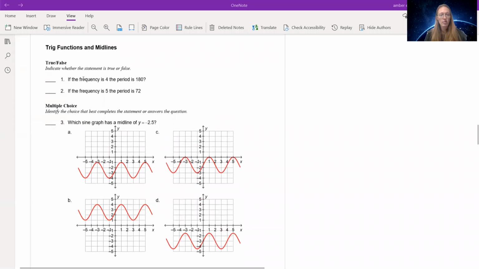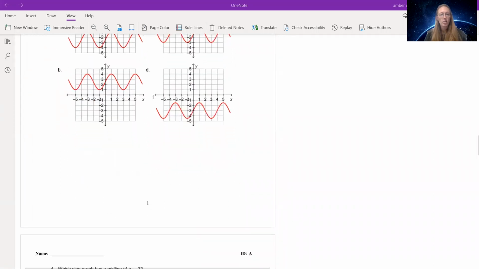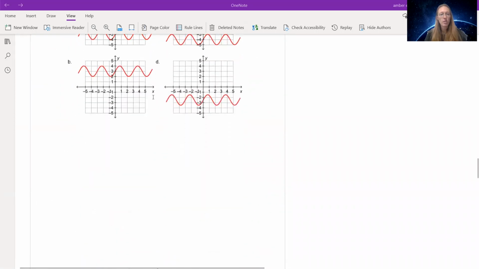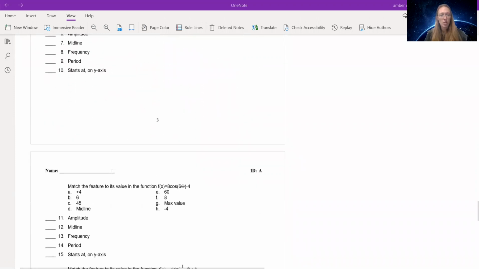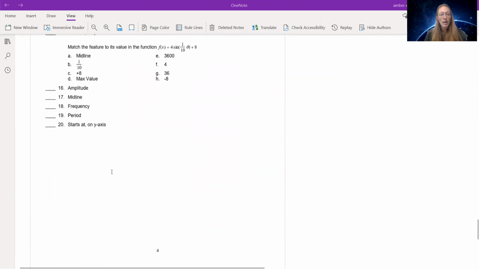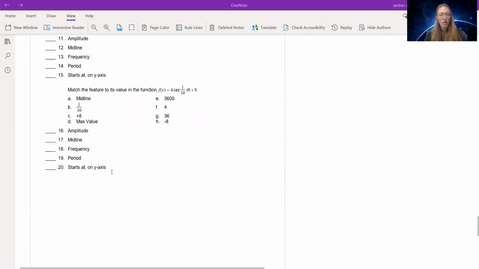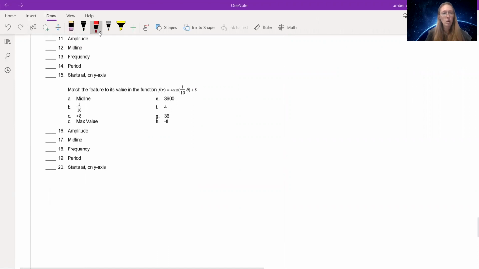Okay, you had to identify true or false. You had to pick A, B, C, or D for those three, and then you had to match these. All right, so I'm actually going to work backwards. There was a question first about, let me get my drawing tool out. Let's draw in red. There was a question about number 19. And then I noticed something with number 20.